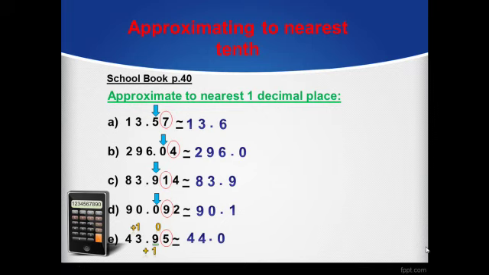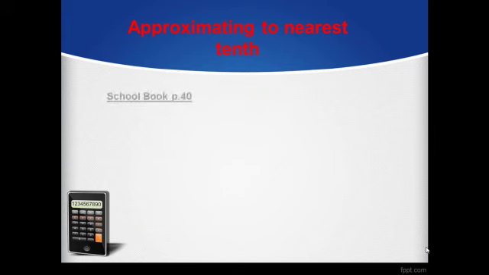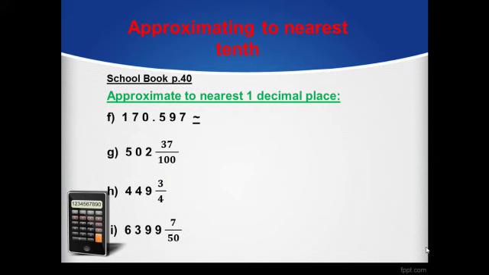Now let's move to another exercise, also in the school book, page 40. Letter F, 170.597. Our 10th digit here is 5. We will put numbers before it, same as it is, which is 170, and we will put also decimal point. Then we will look at 100th digit, which is 9, strong number that will give 1 to 10th digit, and 5 will become 6, and all numbers after 10th digit will be cancelled out.